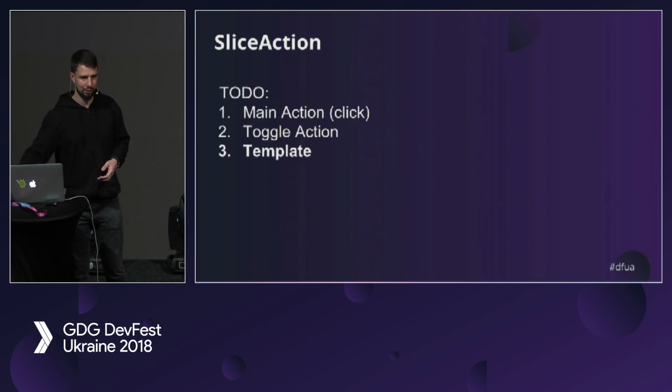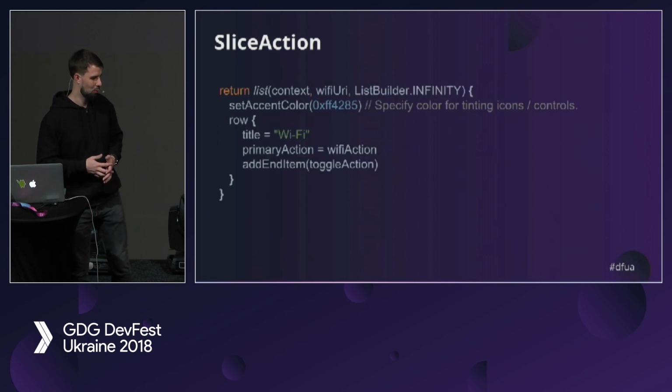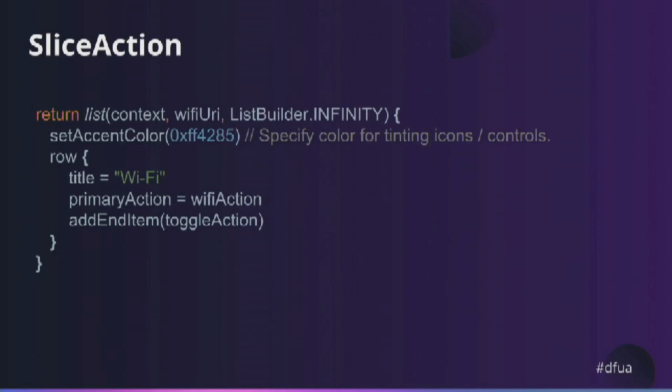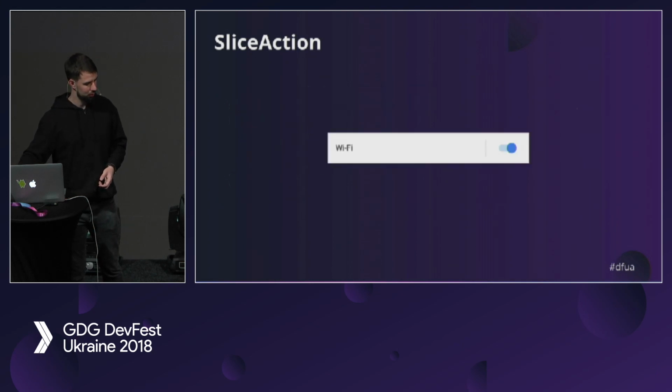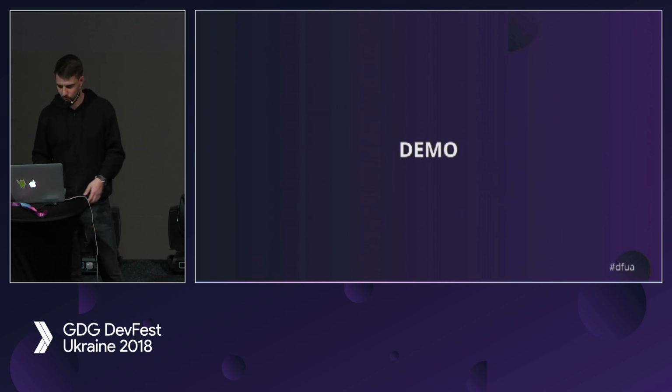And the last thing is the template. It looks like this. We have one row, we have some accent color for it, and we have title, primary action, and end item. The end item is the thing which will be shown at the end of the row. Yeah, looks like this.